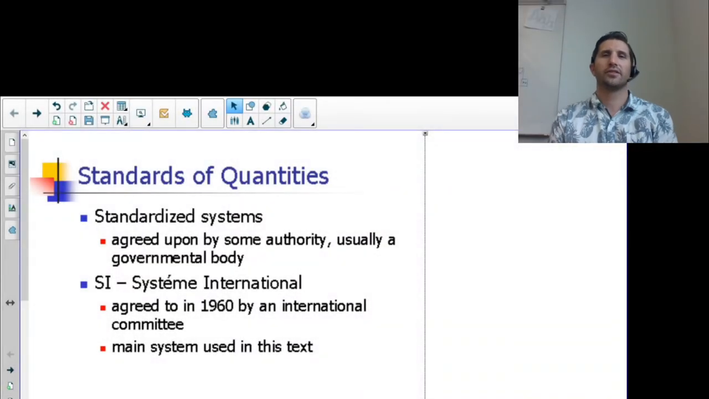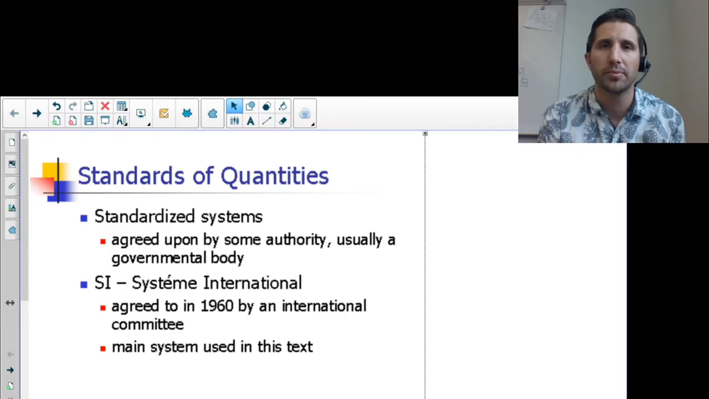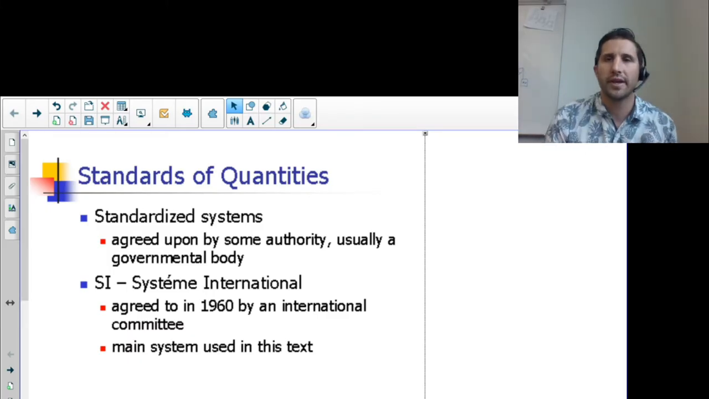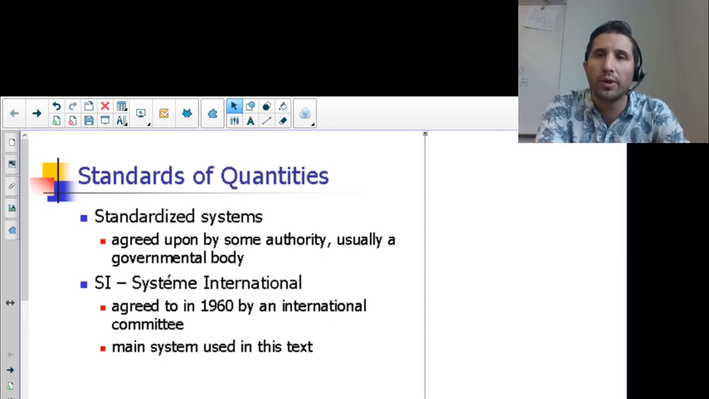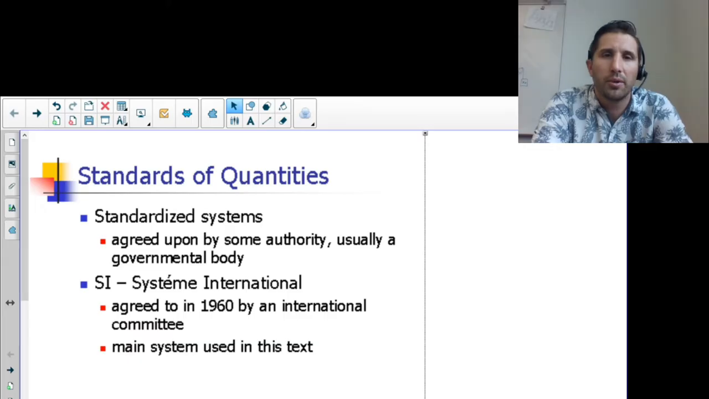Hi everybody. In today's lesson, we are going to talk about measurement and systems of measurement in physics. So the first thing to talk about is that if we want to be able to communicate measurements to other people, then we have to have some sort of standard by which we measure things. Standardized systems are going to be agreed upon by some authority, a governmental body, something like that.